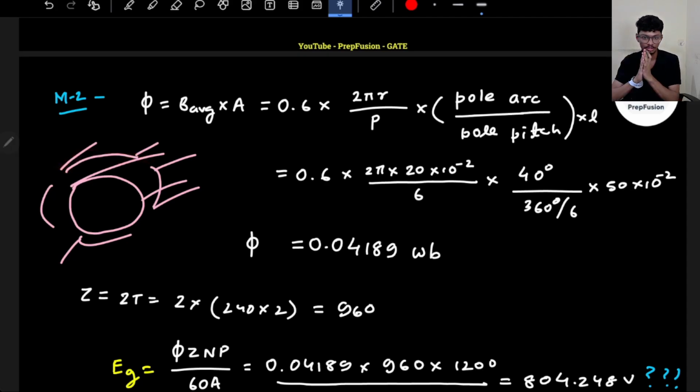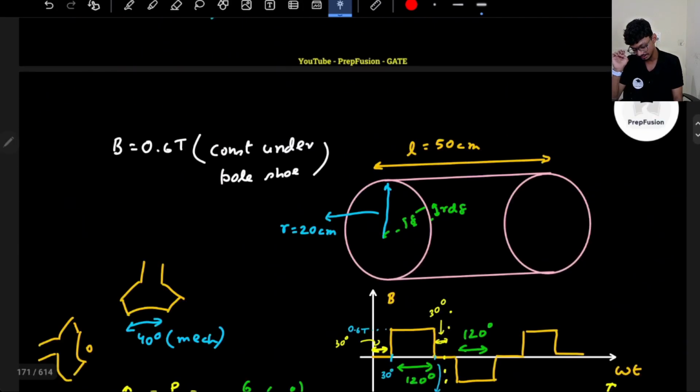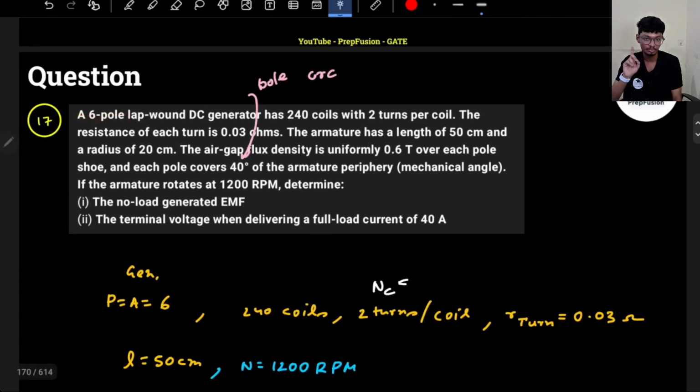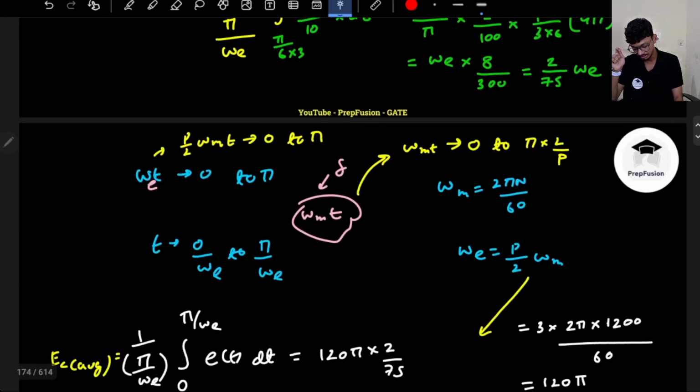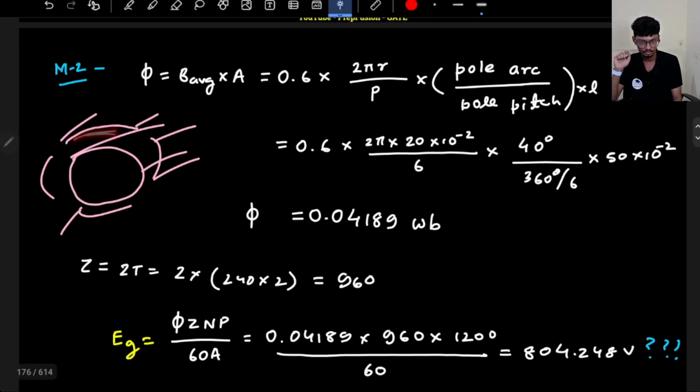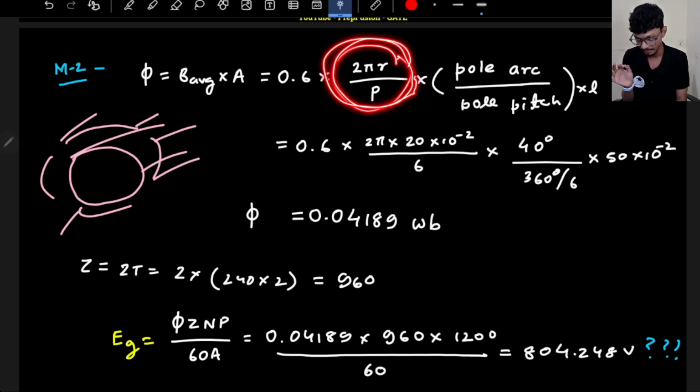Now remember that my pole is not covering the full pitch. If I have 4 poles, each pole should cover a mechanical 90 degrees, right? But here, as it's a 6 pole machine, how much should each pole cover? 60 degrees, 360 divided by 6. But how much are they actually covering? 40 degrees. So they are covering something less, and the area covered also will be lower. That's why this ratio, pole arc by pole pitch, is there, to further reduce this area, because a single pole does not have that much pole arc, it is lower.